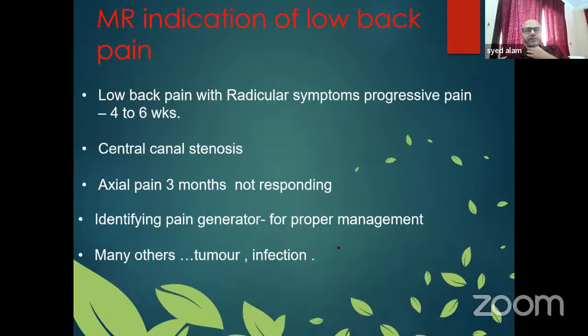Regarding indications, for short duration low back pain or localized pain, we should not go for MRI. Patients with low back pain with radiculopathy going to the legs and thigh, with increasing pain, who may need surgery, should go for MRI. Also symptoms of central canal claudication, and axial pain for more than three months not responding to any treatment. Sometimes a severe pain generator needs proper management, and other causes like tumor and infection are indications. There are a lot of criteria for the indications; I will not go into detail.